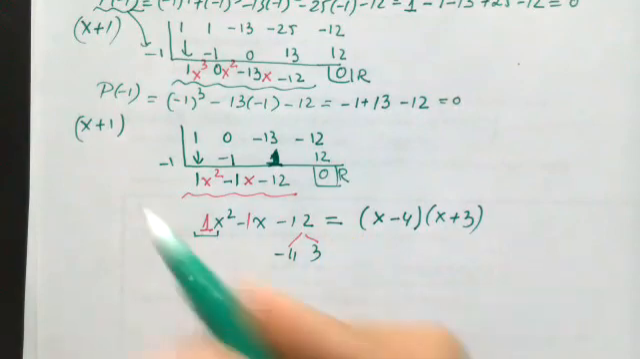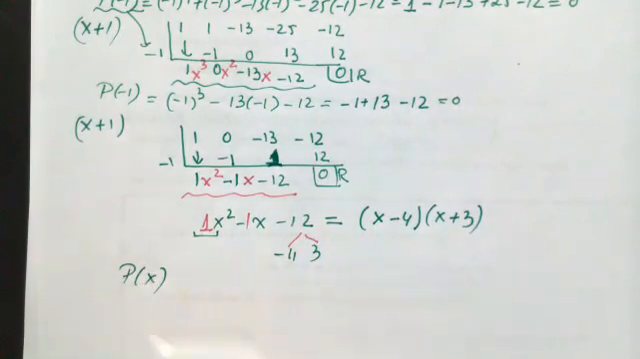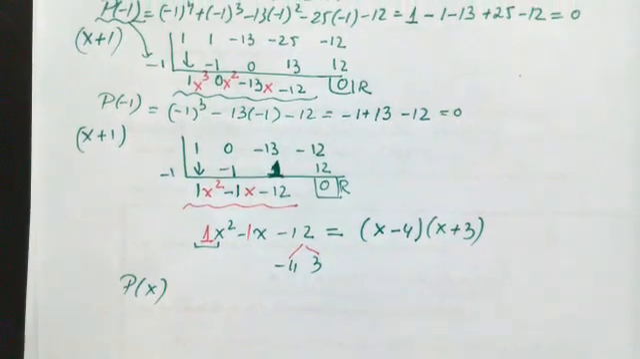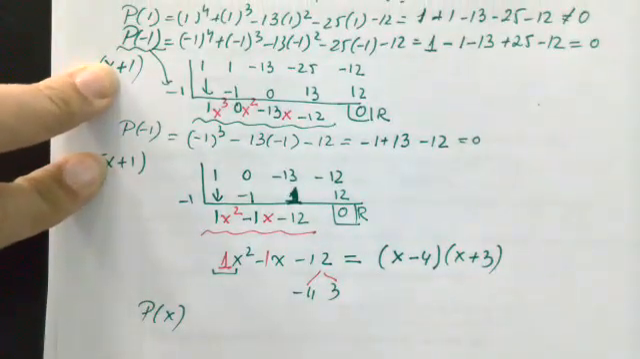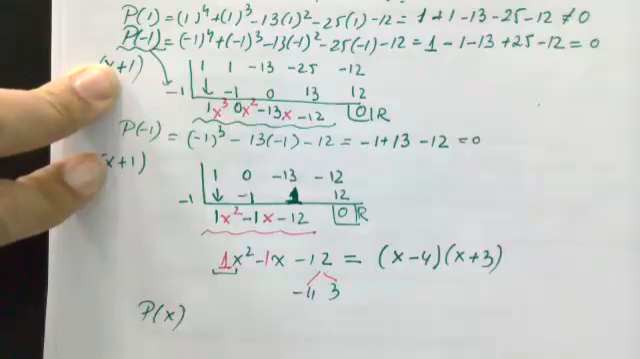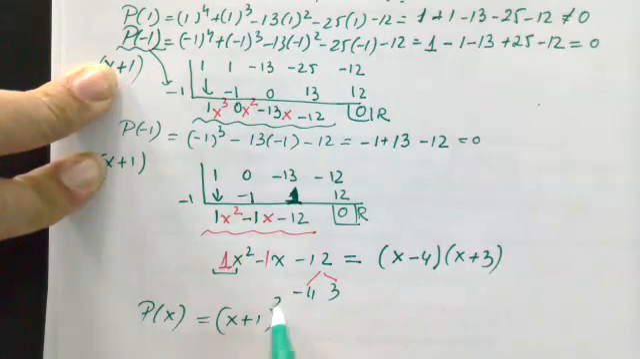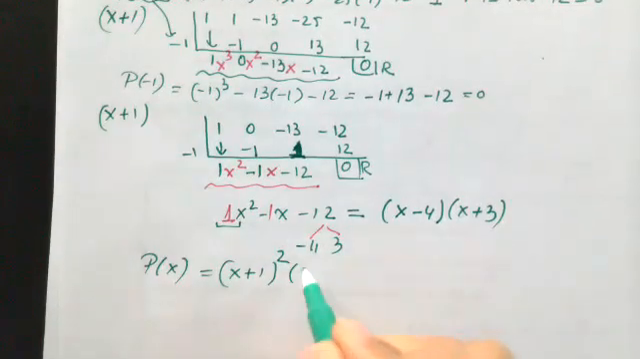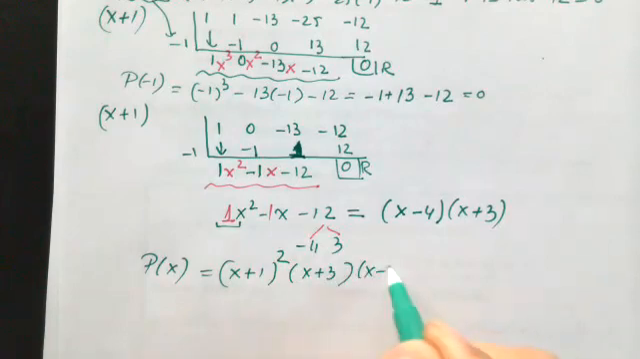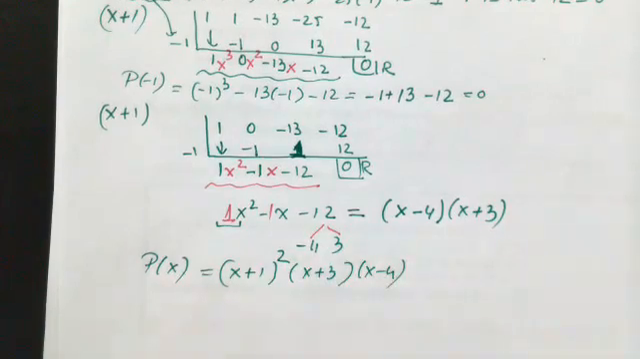So now what do we have for our p of x? Finally, because we completed the factorization. We had these two, so x plus 1 times x plus 1, factors multiply. That means we can write it as x plus 1 squared. And then x plus 3, x minus 4. It doesn't matter in which order. That's your complete factorization.